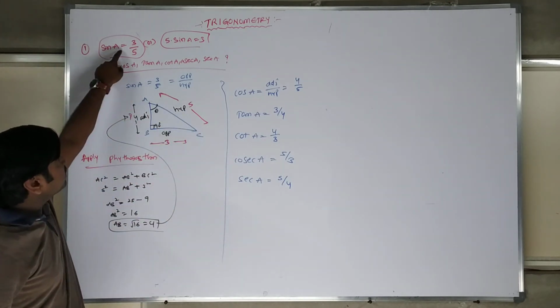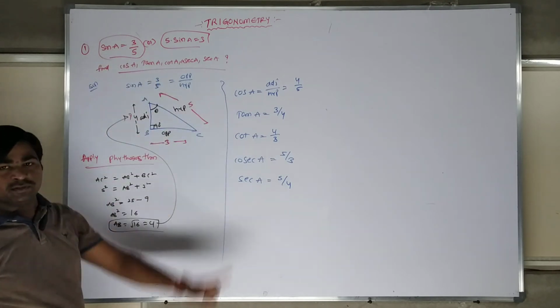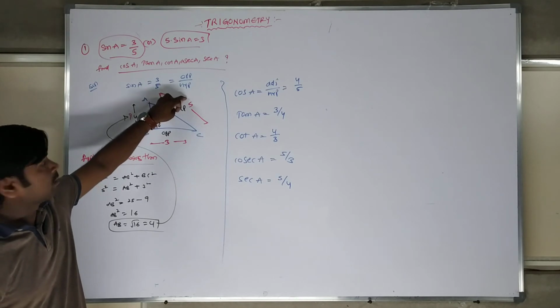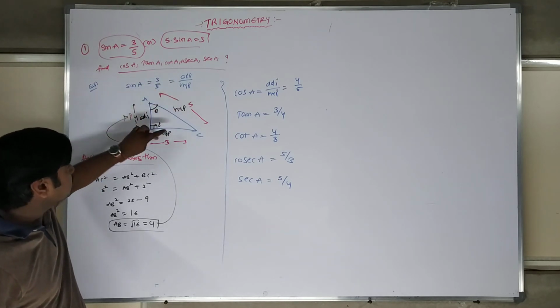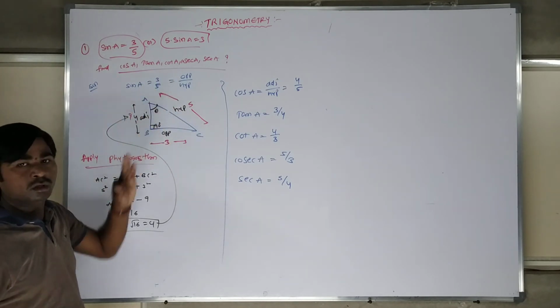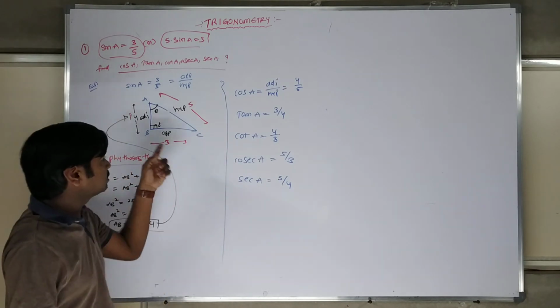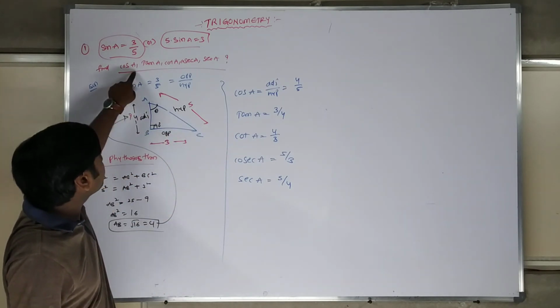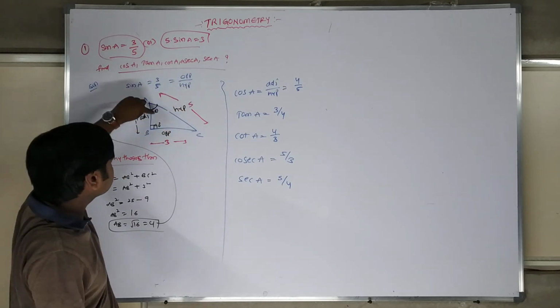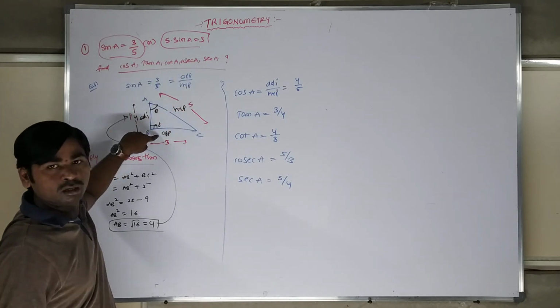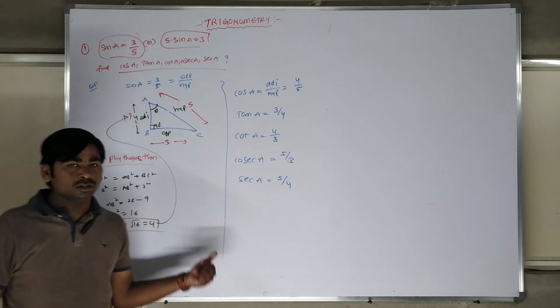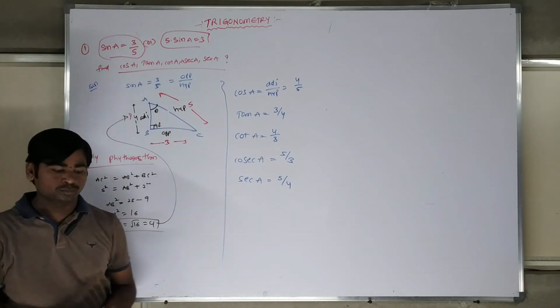Either they mention sin A, cos A, or tan A, out of the six, any one they mention, please write down the formula, fix this position, and find the other side. Once you find all 3 sides, then for the angle A or B or C you are going to work with, fix theta, take the opposite side, and find out all the components. This is the way you have to do these questions.